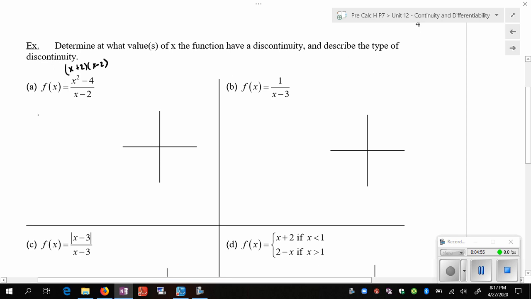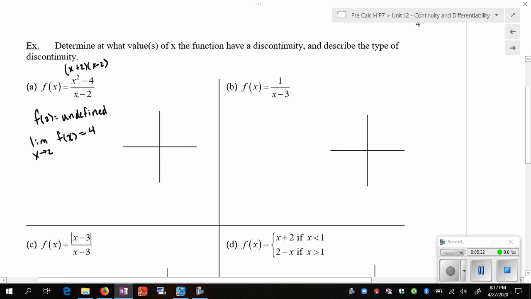So if I asked you what's f of 2, we get 0 over 0. So it's undefined. Now 0 over 0 in terms of a limit can be evaluated. So if I do the limit as x approaches 2 of f of x, now when I cross out the (x minus 2)'s, we end up getting 2 plus 2, which is 4.